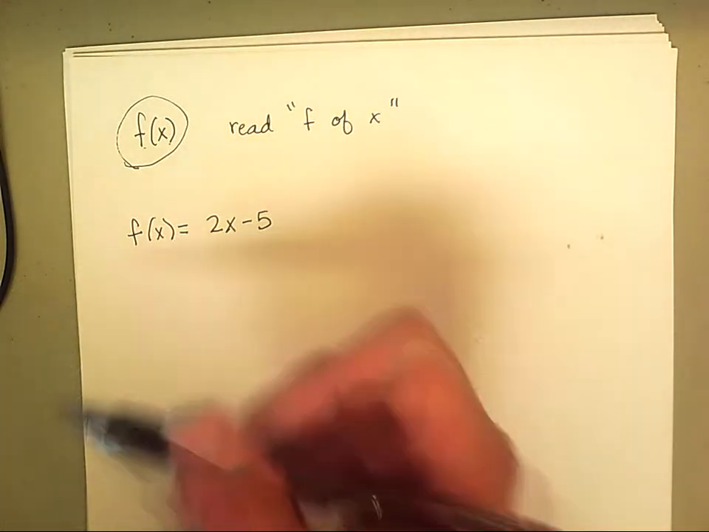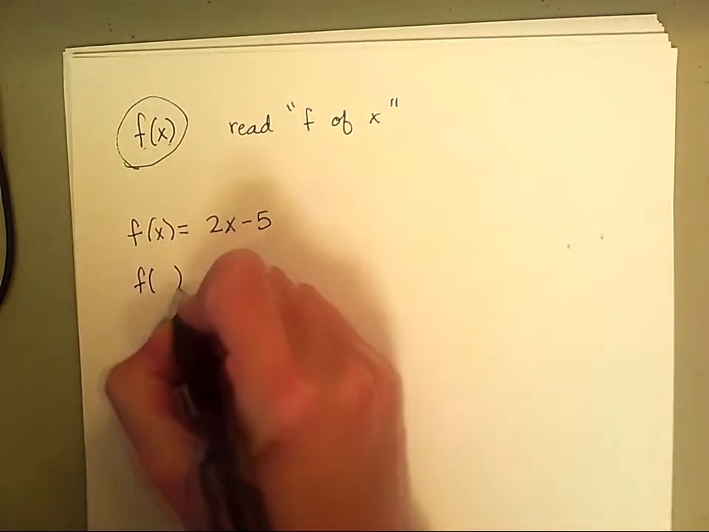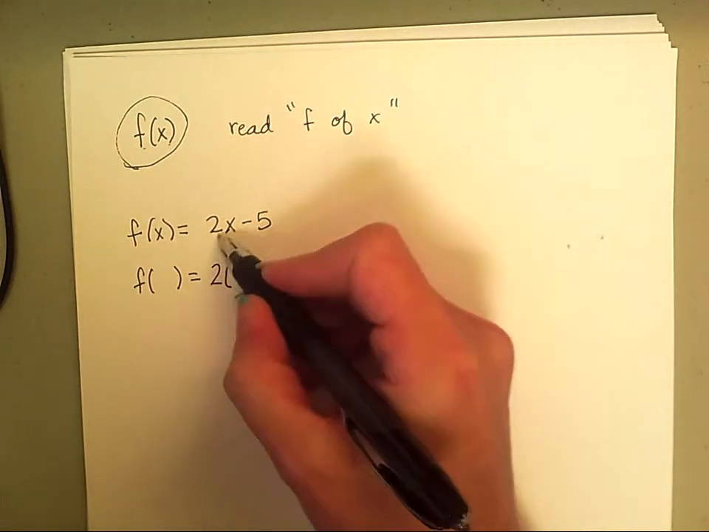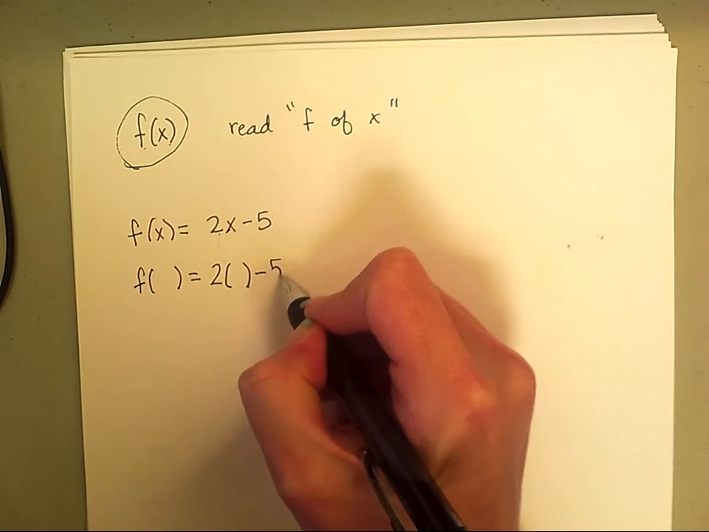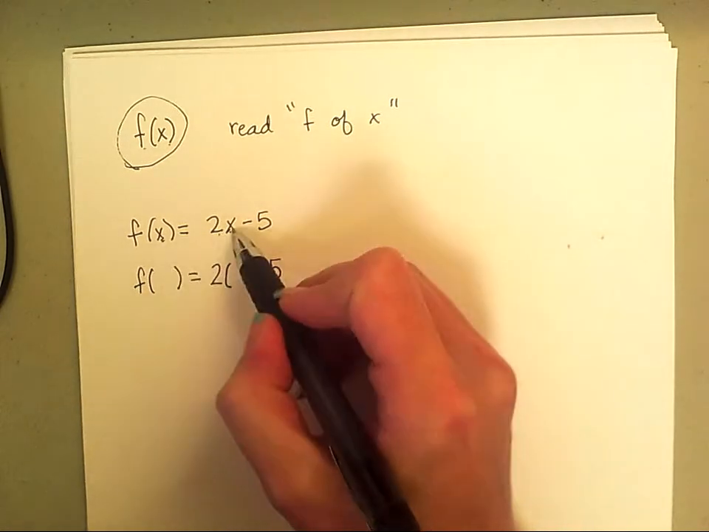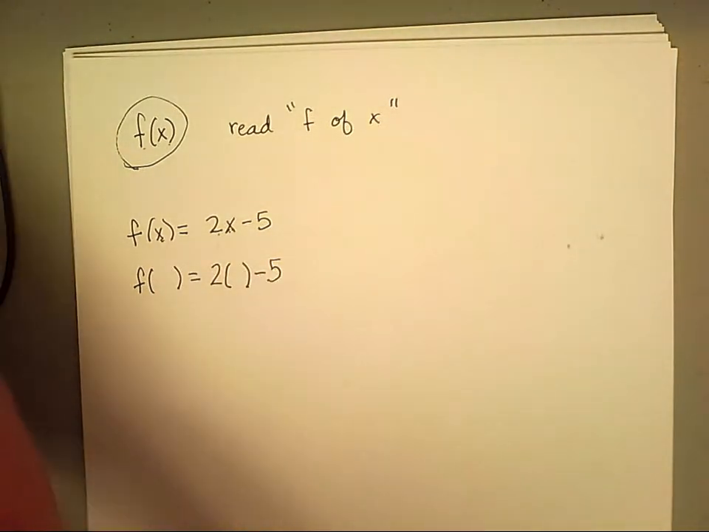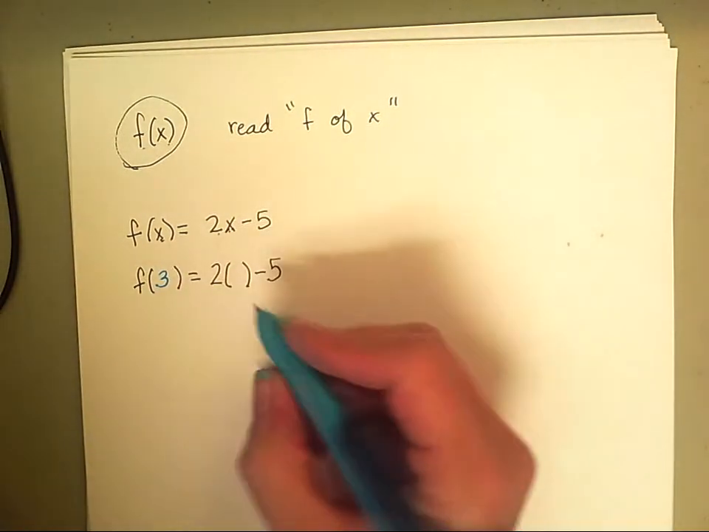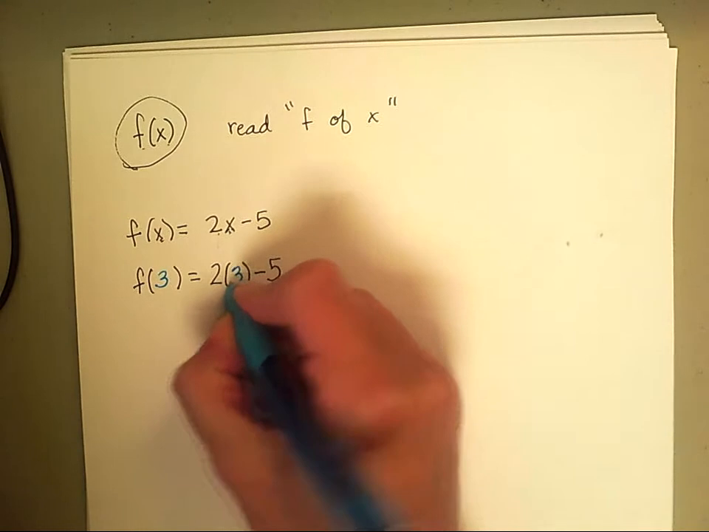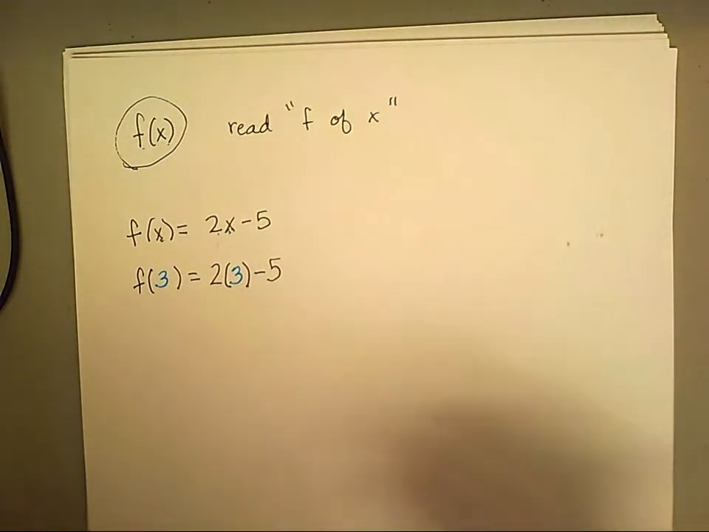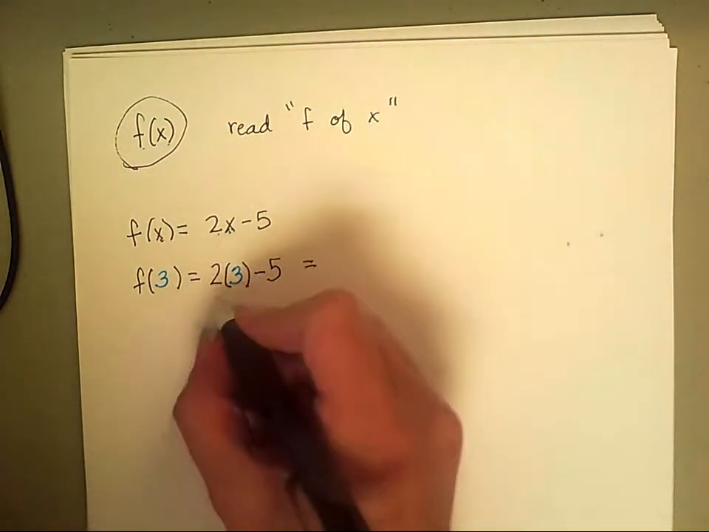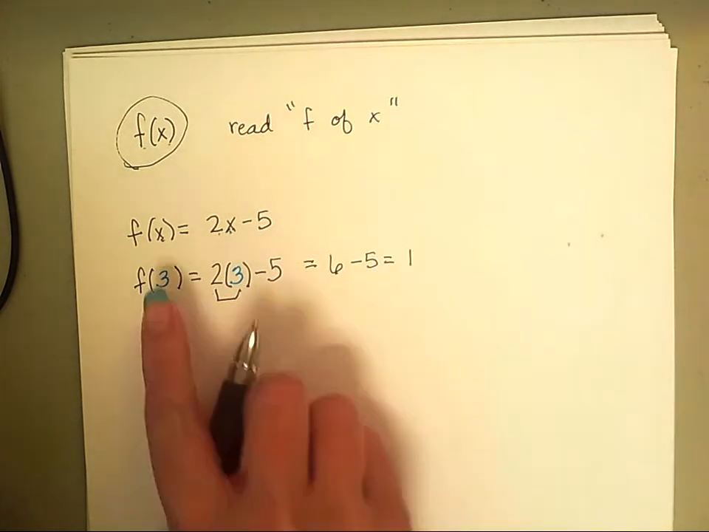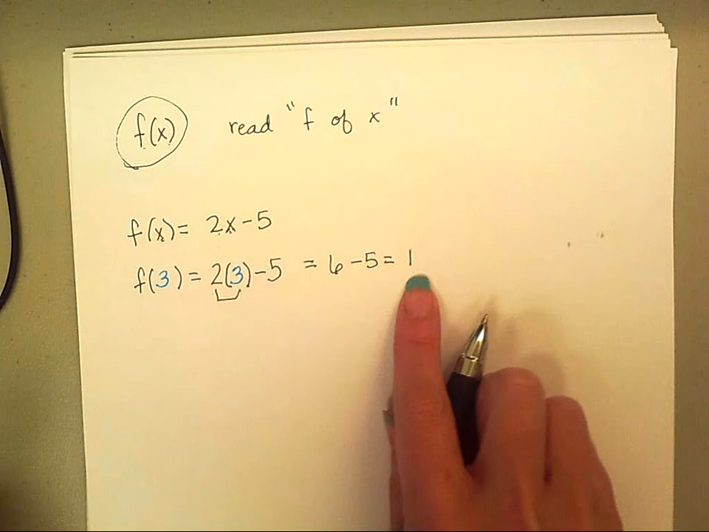Now what we could do is put various things in here, whatever we would like, and then everything else about the function will stay the same except for the variable. So for example, if I wanted to find f of 3 instead of f of x, well, wherever I saw an x, I'd just put in a 3. And now we can just simplify this. 2 times 3 is 6, and then the minus 5. So f of 3 is equal to 1.